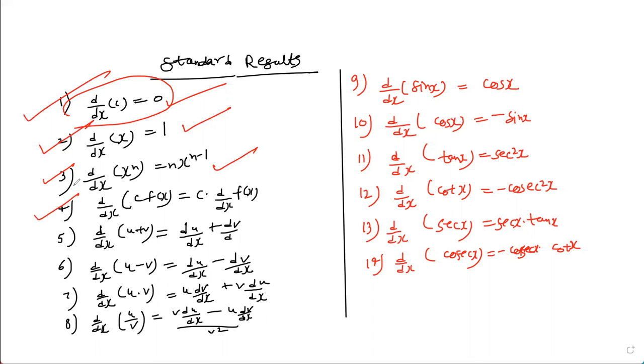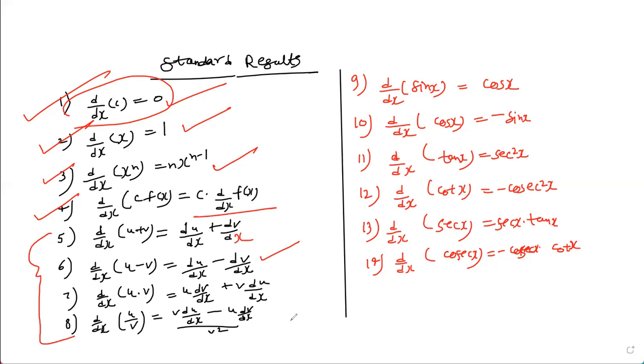Coming to the fourth one, if you differentiate two things in product, where c is a constant and f(x) is the function, it will be same as keeping the constant outside and differentiating the function. Okay. Now these four, from 5 to 8, are basically the algebra of functions with respect to derivatives. So if you differentiate the sum of two functions, it's basically same as differentiating the first one with respect to x plus differentiating the second one with respect to x. Same goes for difference also.